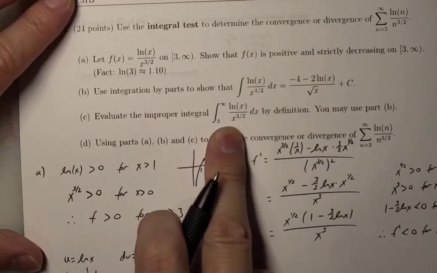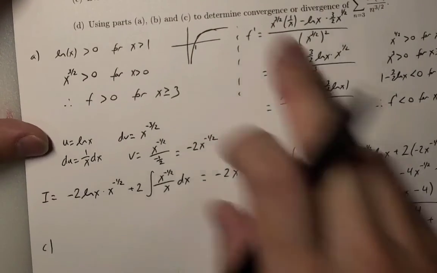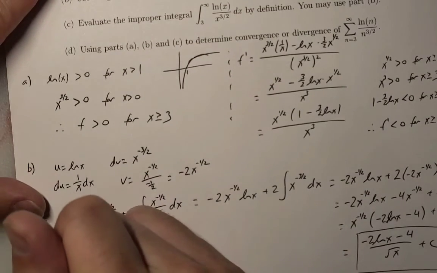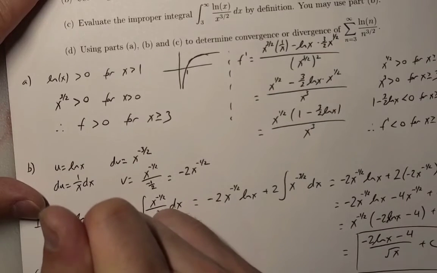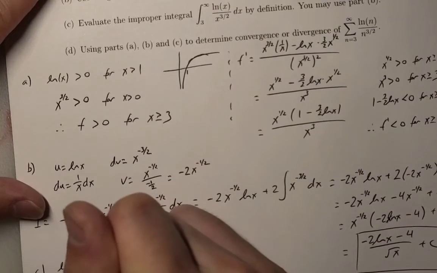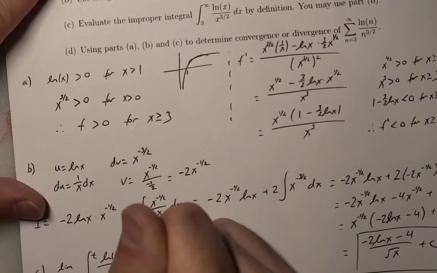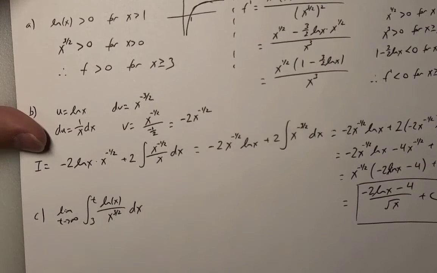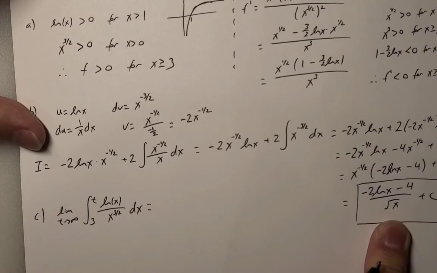Okay, part C. Evaluate the improper integral by definition. You may use part B. Let's write the proper limit definition of this improper integral. It'll be the limit as t approaches infinity of the integral from 3 to t of ln x over x to the 3 halves dx. This is the limit definition. We already found the antiderivative. It's right here, so let's use it.